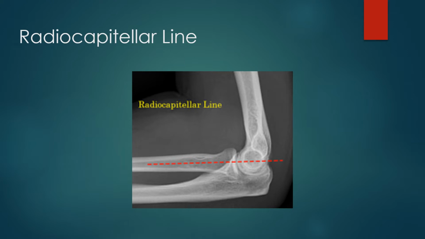The other thing that we're going to look at is the radiocapitellar line. So the radiocapitellar line is a horizontal line drawn along the radial neck. It should normally pass through the center of the capitellum. One word of caution, though, when evaluating the radiocapitellar line is to avoid using the radial shaft as the start of this line. So the radius is slightly angulated at the neck, and so that angulation can actually skew the alignment of this line if you use the shaft as opposed to the neck.